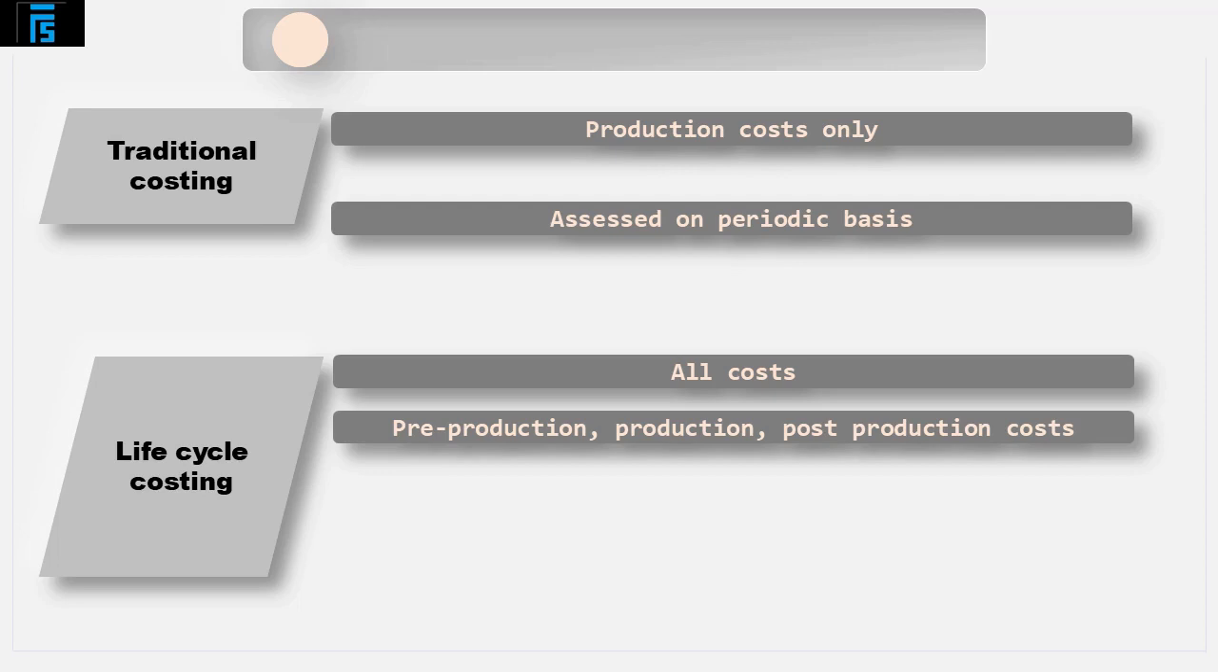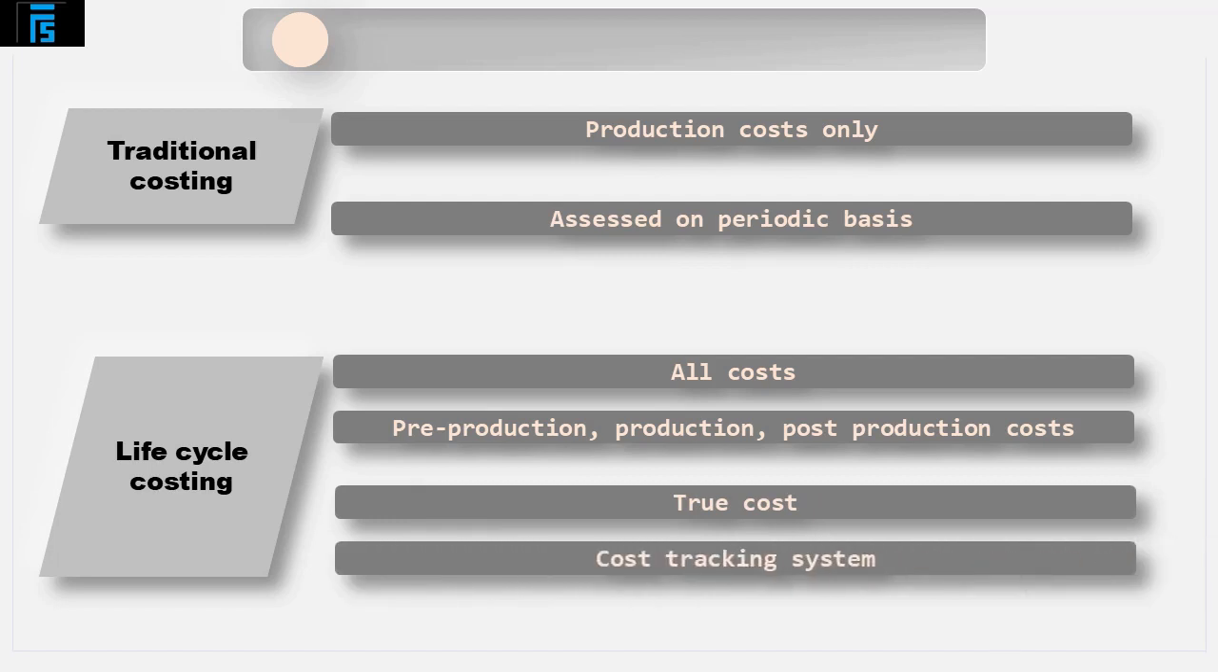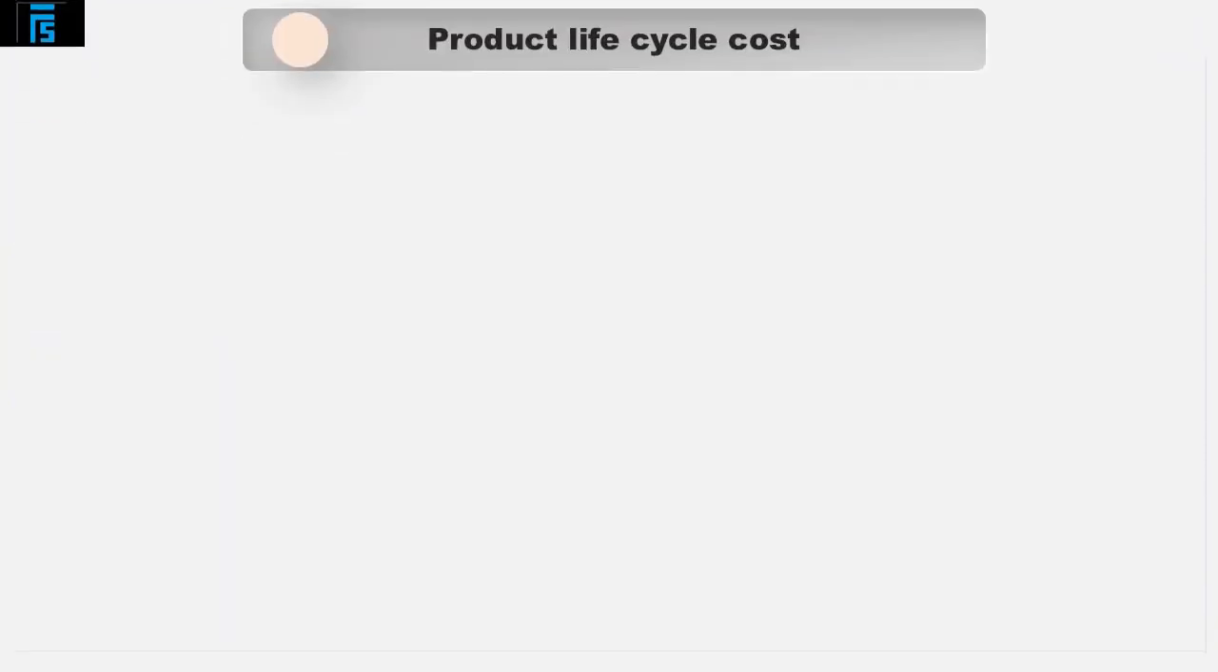So, by considering all of these costs, life cycle costing captures a true picture of product cost and can be seen as a cost tracking system over the life of that product, with the aim of minimizing the cost and thus maximizing the return. The life cost of a product can be linked to the various stages of that product's life cycle. Generally, there are 5 main stages of a product's life cycle.